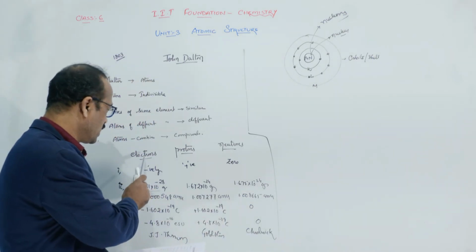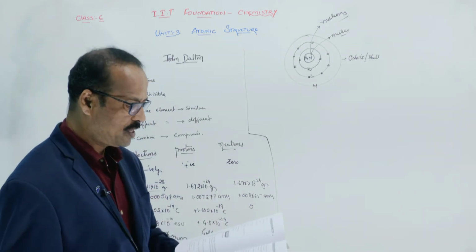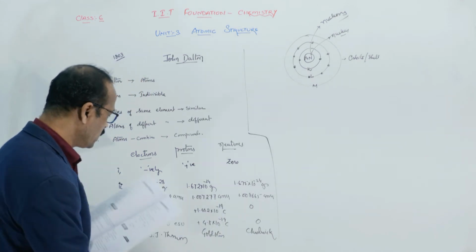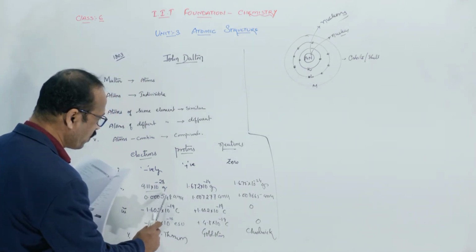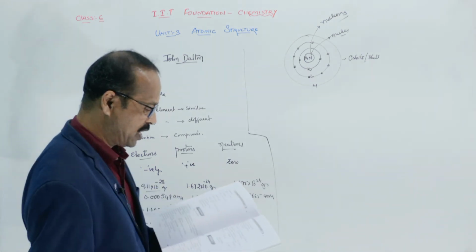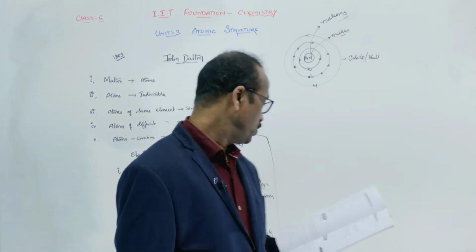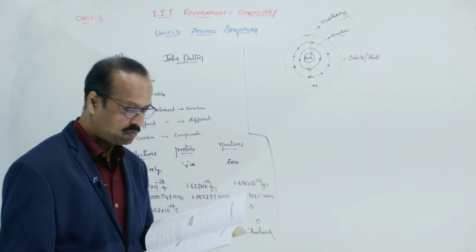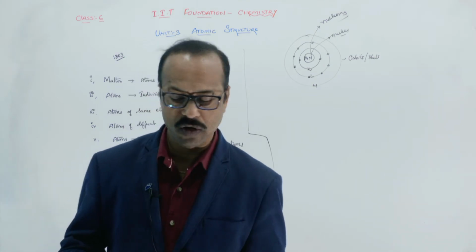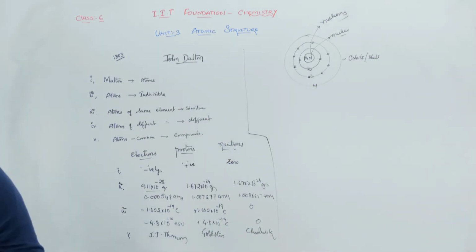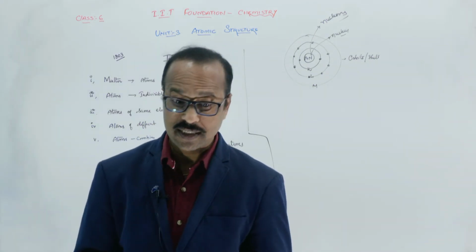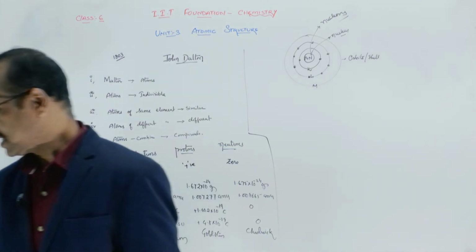Which of the following subatomic particles carries negative charge? Negative charge, that is electron. So the option is 2. The mass of electron is 0.000548, so the option is 1. Who discovered the nucleus? The nucleus was discovered by Rutherford in his famous experiment called the alpha ray scattering experiment, or gold foil experiment, which we will discuss in detail in the next classes.